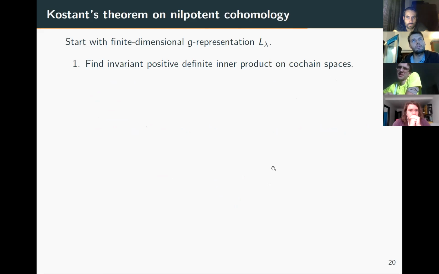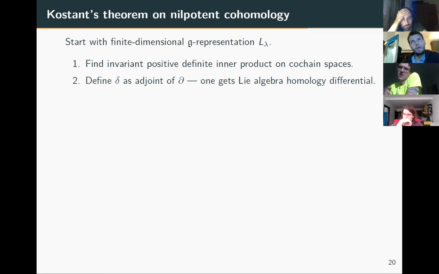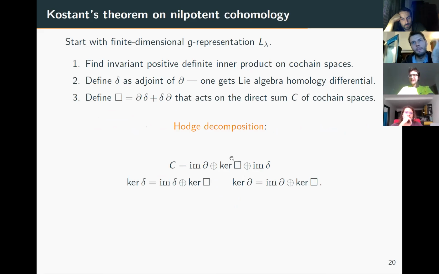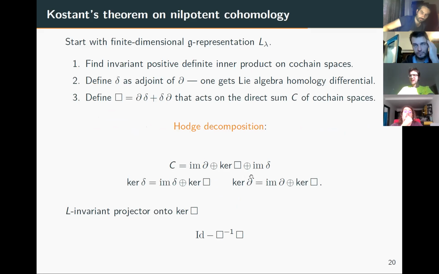So how do you transport this to the twisted theorem? Okay, so maybe first a recap. What we are doing is that first you find some nice inner product on these cochain spaces. Then you take the differentials, you define the Laplacian, you get the Hodge decomposition, and then you can actually write down the projector. So this is very simple. You take any element in the cochain space, and if it's in the kernel, it spits it out. If it's not in the kernel, it gets killed, right?